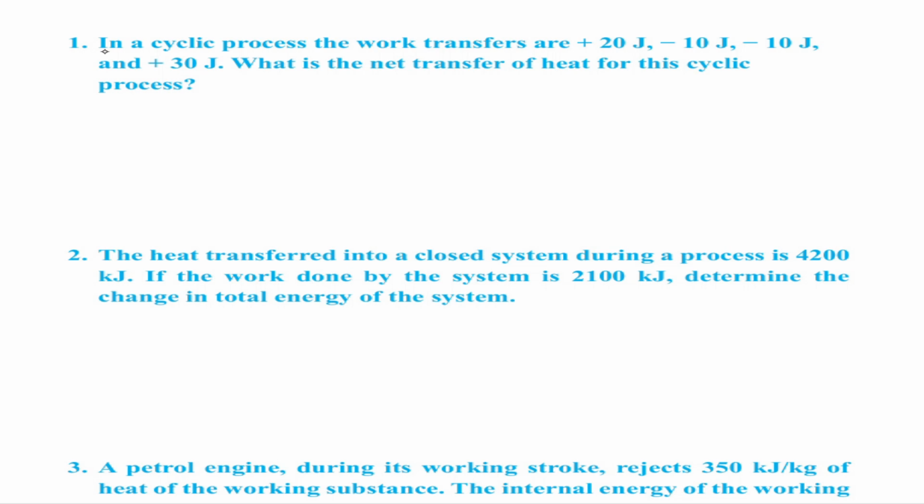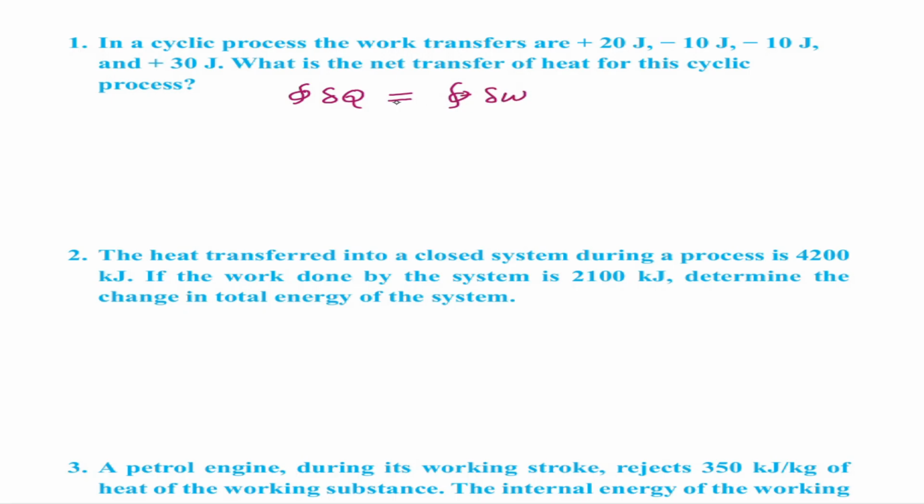Question first, right? In a cyclic process, the work transfers are plus 20 joule, minus 10 joule, minus 10 joule, and plus 30 joule. What is the net heat transfer for this cyclic process? As we know, the first law of thermodynamics tells us the cyclic integral of heat transfer is equal to the cyclic integral of work transfer.